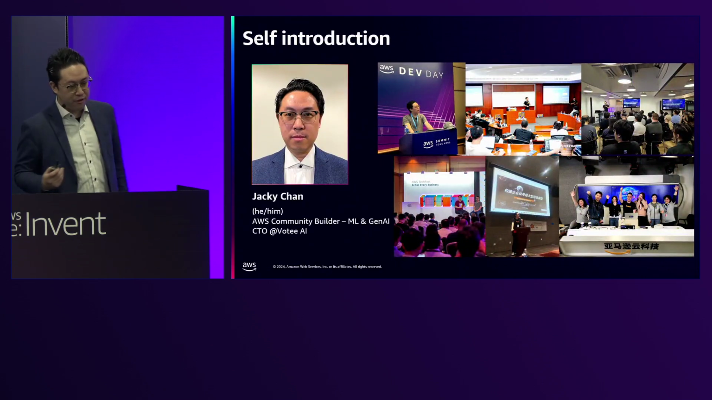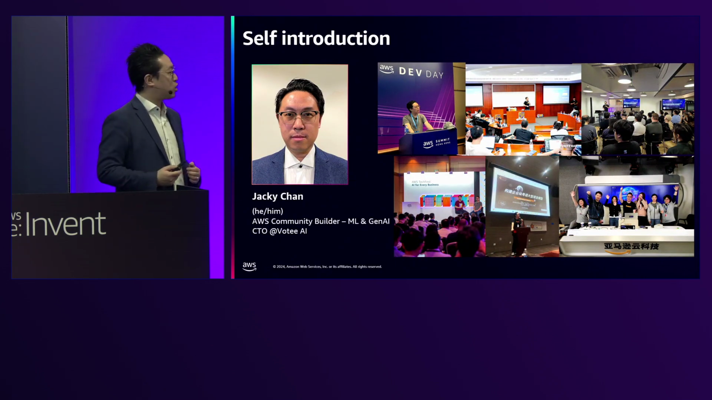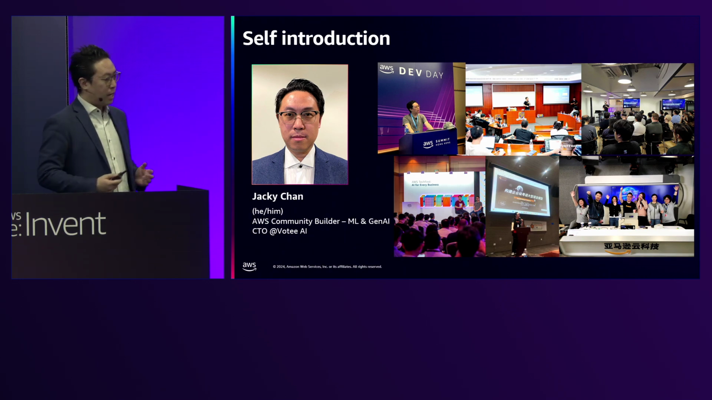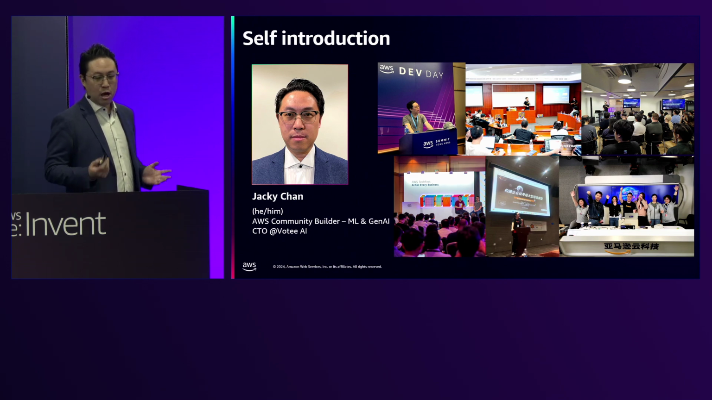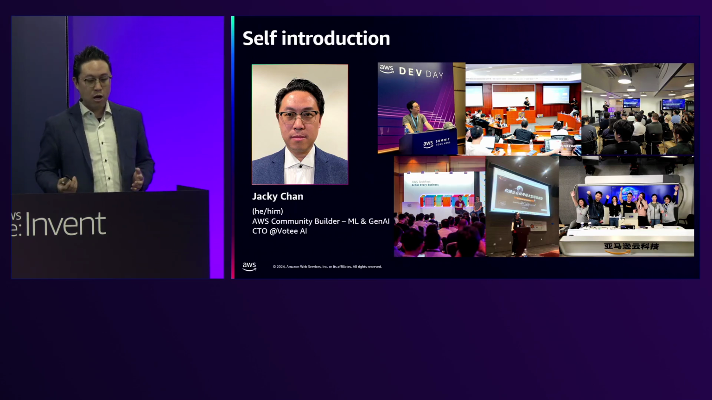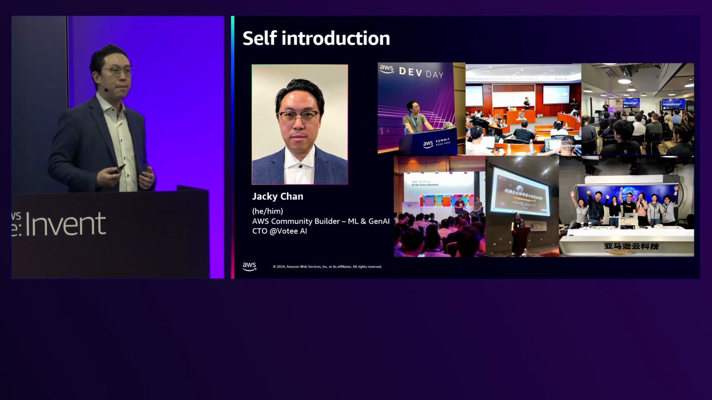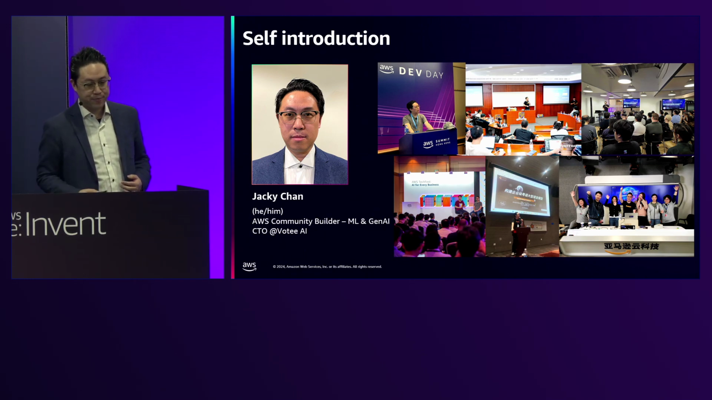Okay, so let me very quickly introduce myself. I'm Jackie Chan from Hong Kong. I'm also the AWS community builder for machine learning and generative AI. And I'm CTO of Voti AI as well. I have been giving talks in AWS events in Hong Kong and China for over years. And today is my honor to speak here, as this is the first time I come to re:Invent.